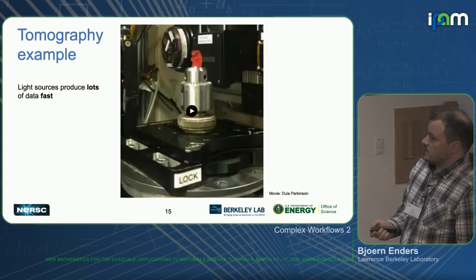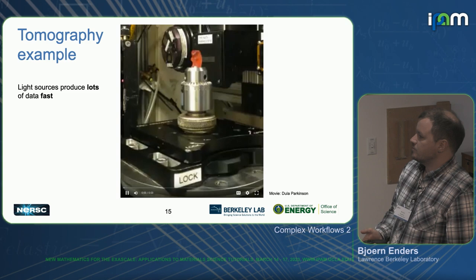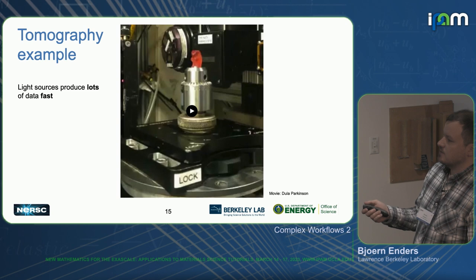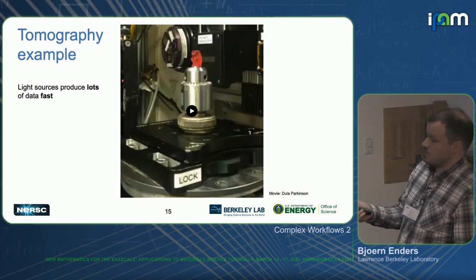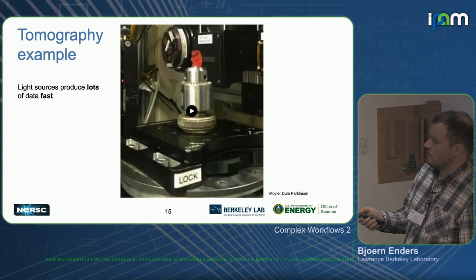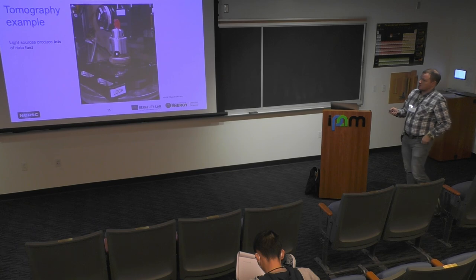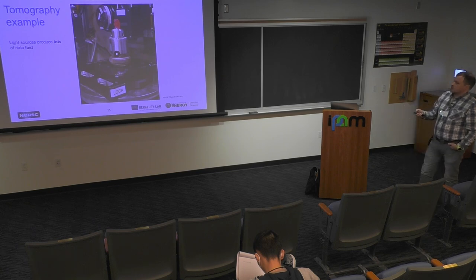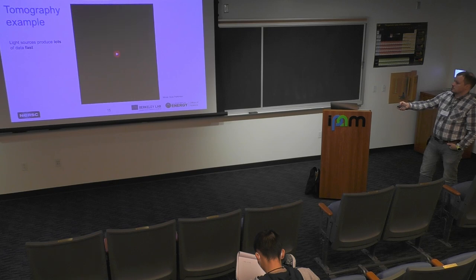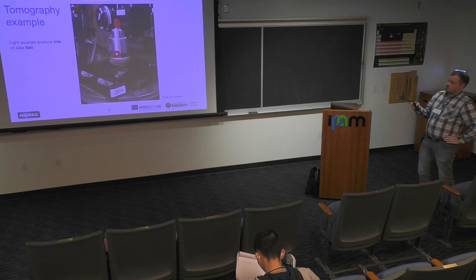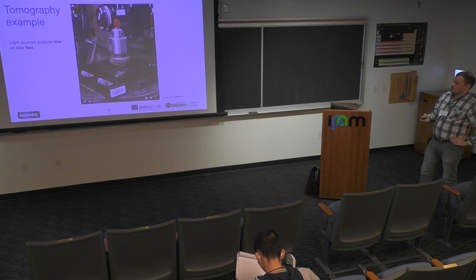This is a very easy example. It's a tomography beamline, and this is the detector right behind it. This is a toy tomography of a gummy bear. Let's go back and show it once more. What it does is take an image per angle or half angle, so a whole lot of images come out of there. It's lots and lots of data, and they produce it fast.